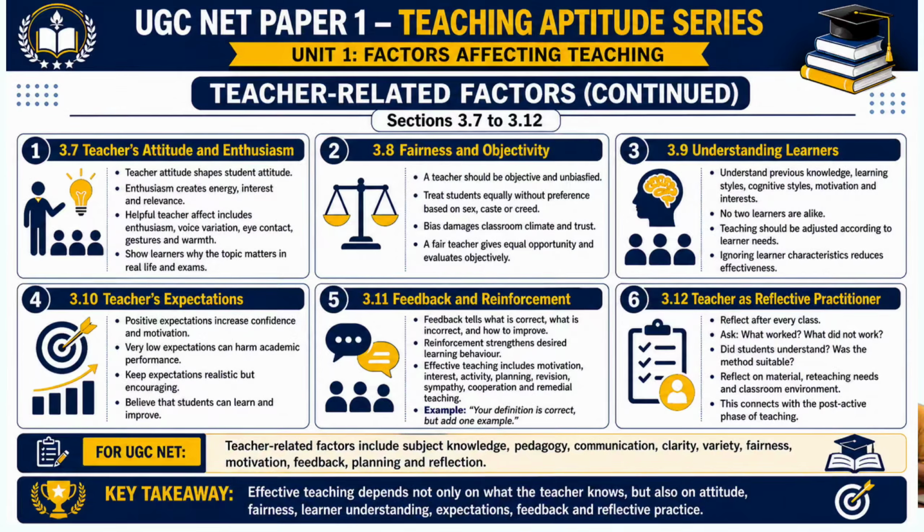This connects with the post-active phase of teaching. In the post-active phase, the teacher assesses objectives, reteaching needs, suitability of instructional material, and impact of classroom environment. So, teacher-related factors include subject knowledge, pedagogy, communication, clarity, variety, fairness, motivation, feedback, planning, and reflection.